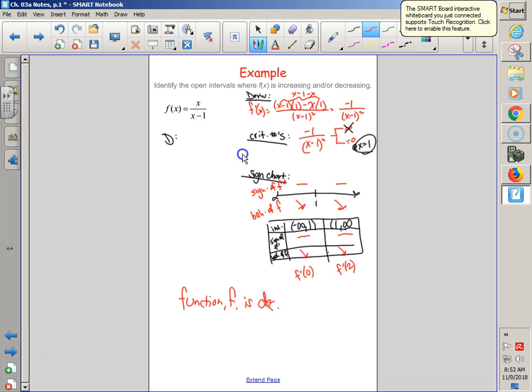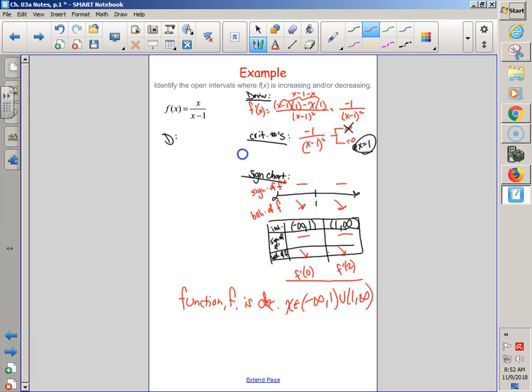If it's decreasing the entire time, can't I just say from negative infinity to infinity? No. I have to say it is decreasing from negative infinity to 1 and 1 to infinity. Because did anybody realize what at 1? What did I never actually do? Ooh. X could never equal 1. And if I plug in 1, that's going to be 1 over 0.